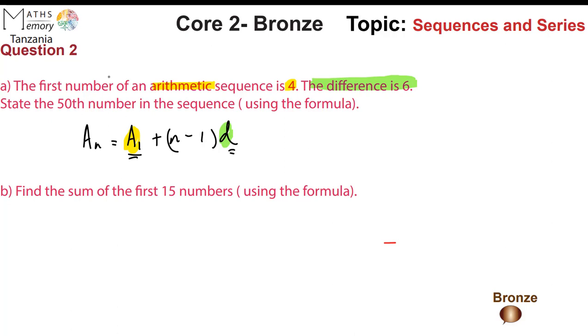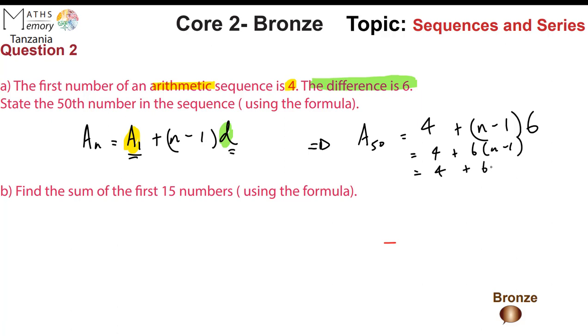For the 50th term, we simply plug in the values. A50 equals, the first term is 4, plus n minus 1, where n is the term in the sequence, and d is 6. This is the same as 4 plus 6 times n minus 1, which is 4 plus 6n minus 6. So 4 minus 6 plus 6n gives 6n minus 2. So the nth term is 6n minus 2. That's how to find any term within the arithmetic series.